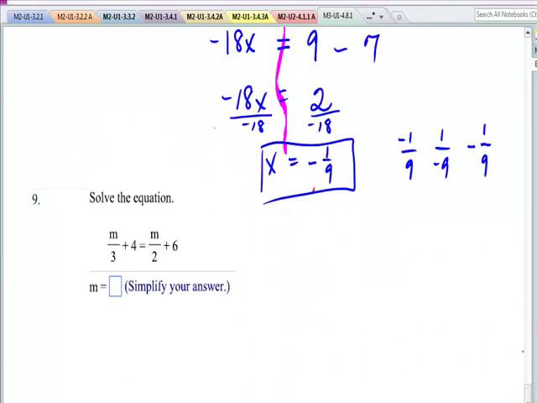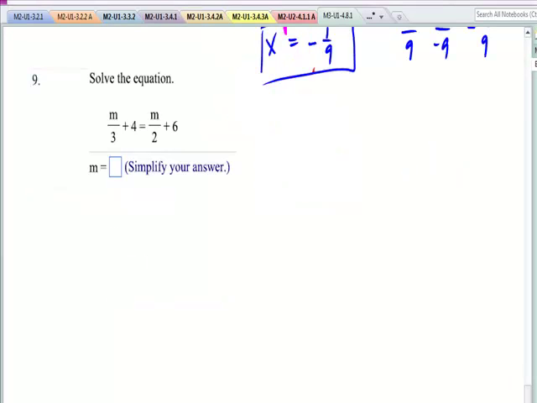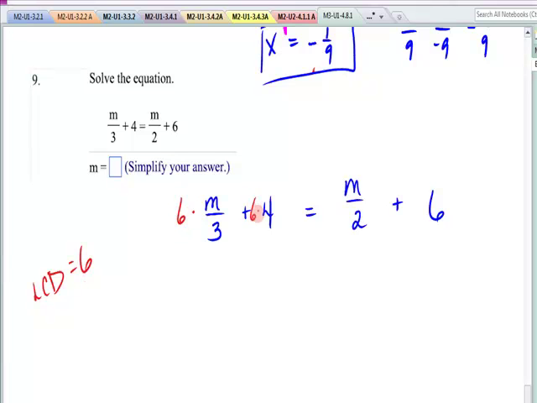Okay, last example. I have m over 3 plus 4 is equal to m over 2 plus 6. And I think you can see I kind of spread this out so that maybe I can use my little shortcut notation. The LCD, I have a 3 and a 2 as the only denominators, so the LCD is 6. I'm going to multiply 6 times that term, 6 times that term, 6 times that term, and 6 times that term.